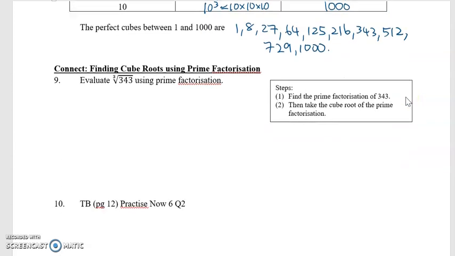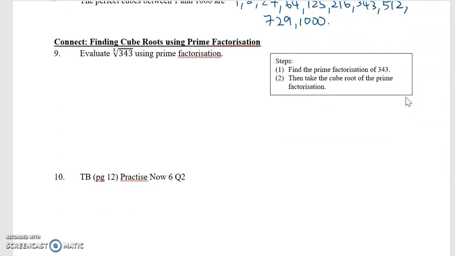It's also similar to finding square roots using prime factorization, but now we are going to find cube roots instead. The process is very similar. The steps are written here. If I want to evaluate the cube root of 343, I will need to first find the prime factorization of 343. Then I take the cube root of this prime factorization. Can you all find the prime factorization of 343 first before you continue the video?